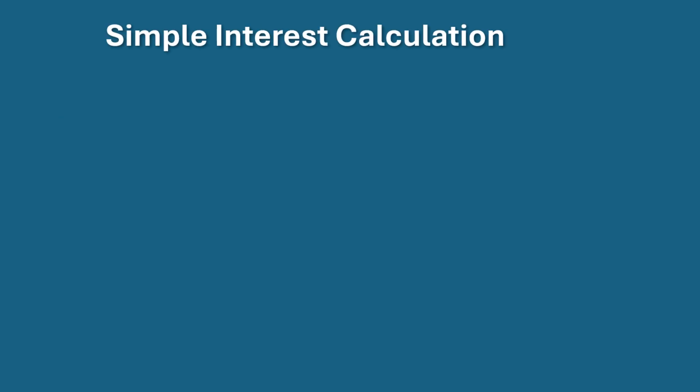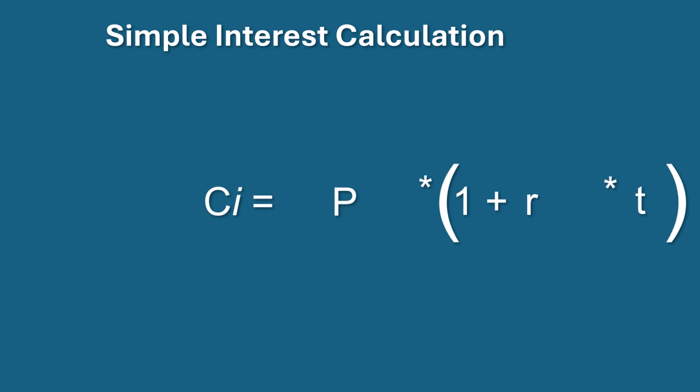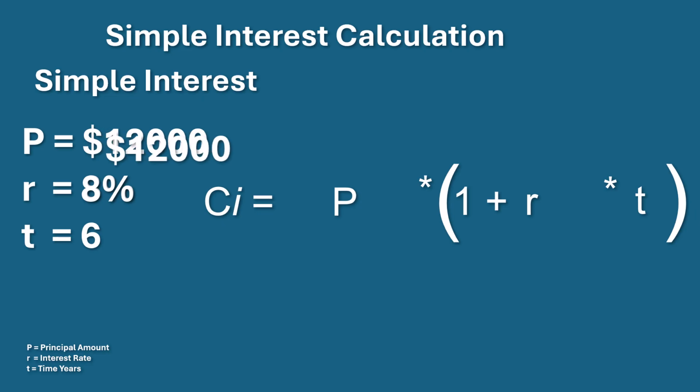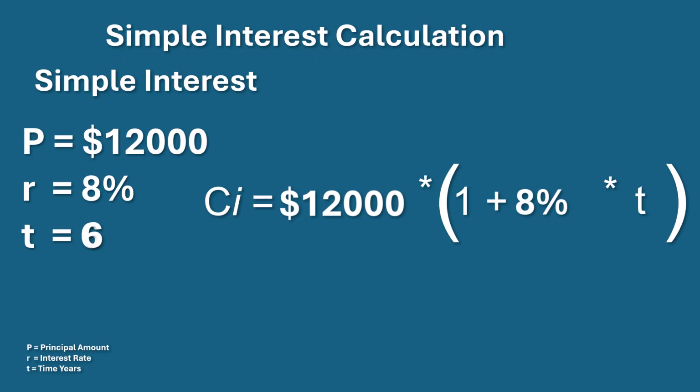Now let's learn simple interest calculation with an example. Suppose we have the following data. Principal amount is $12,000. Interest rate is 8% per annum. Time is 6 years. First, let's put the data into the formula. P equals $12,000. R equals 8%. T equals 6 years. Convert the percentage to a number. 8% equals 0.08. Multiply this interest rate by time. 0.08 multiplied by 6 equals 0.48.